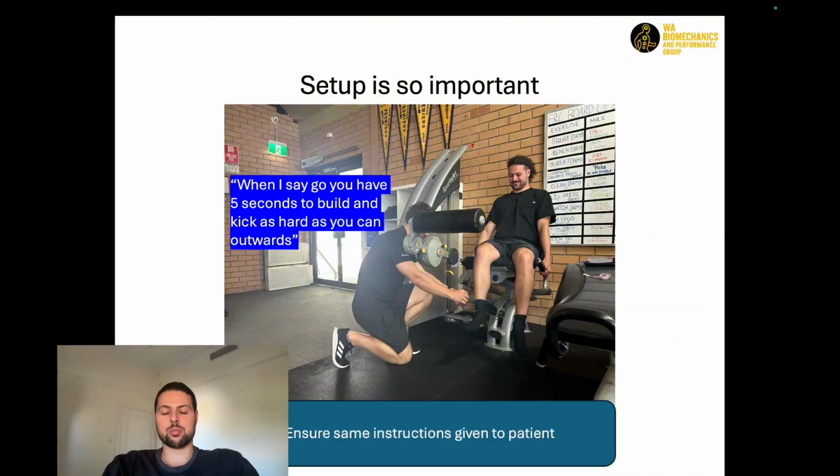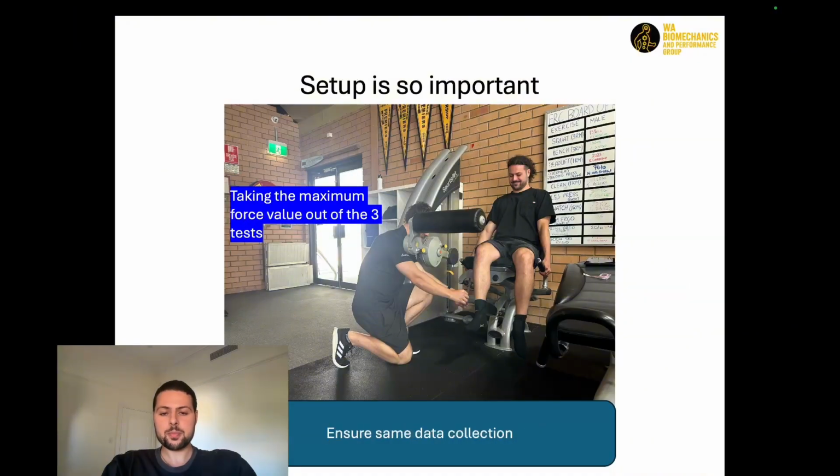You should capture the peak force there if they've got quite a slow rate of force development. So that's what I use. But again, use what you can and what you want to. And then you want to ensure the same data collection, so giving everyone equal sort of trials.